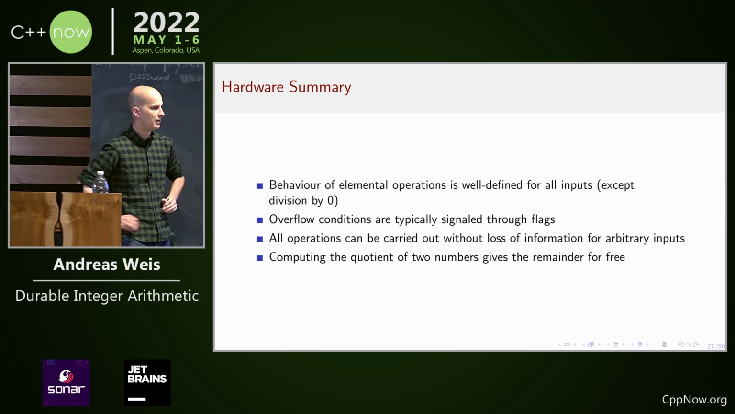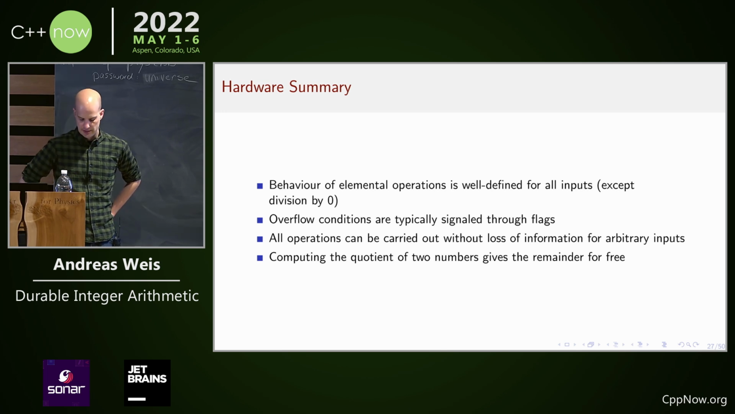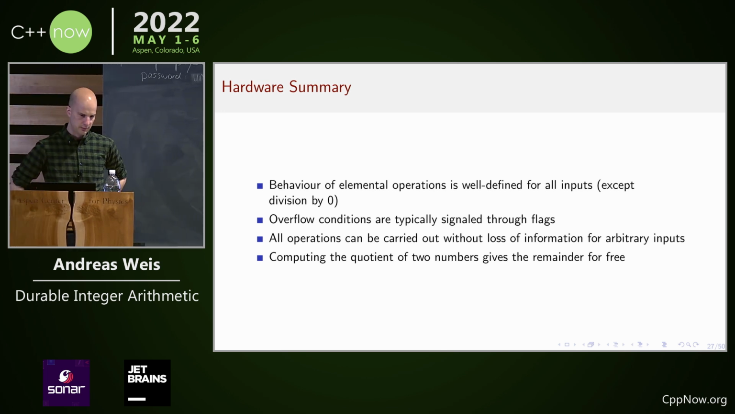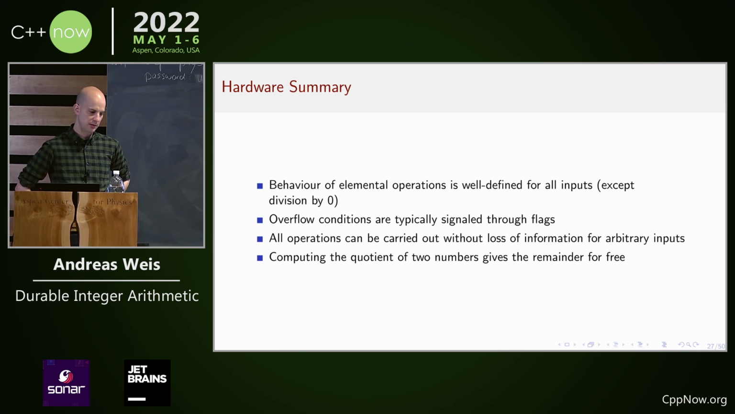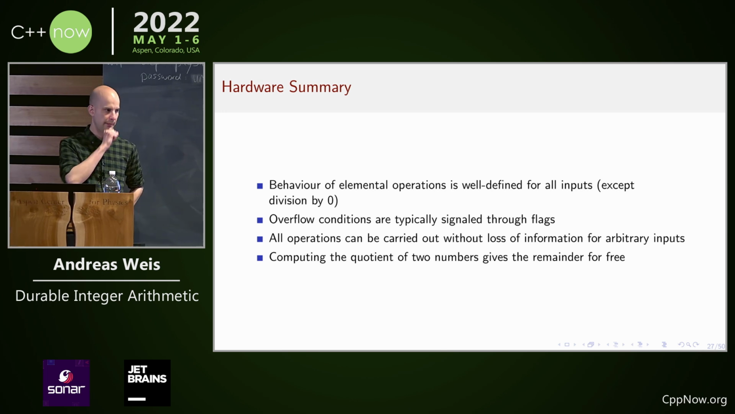Please. Is GPU hardware basically the same in these cases? The question was if GPU hardware is the same. The thing about GPU hardware is that it's mostly concerned with floating point computations. You can do integer arithmetic there, but it's typically not very fast. But as far as I know, and I'm not 100% sure, it's the same.